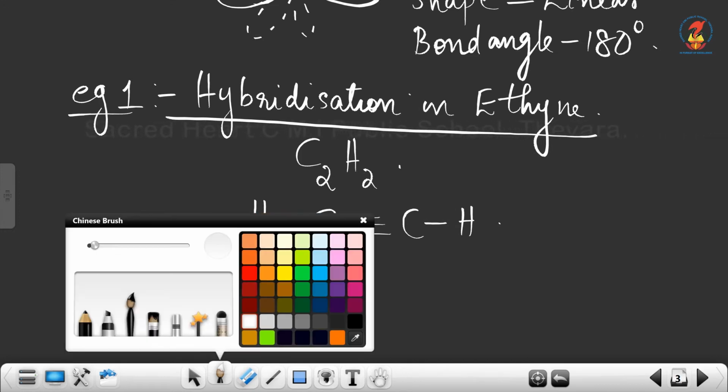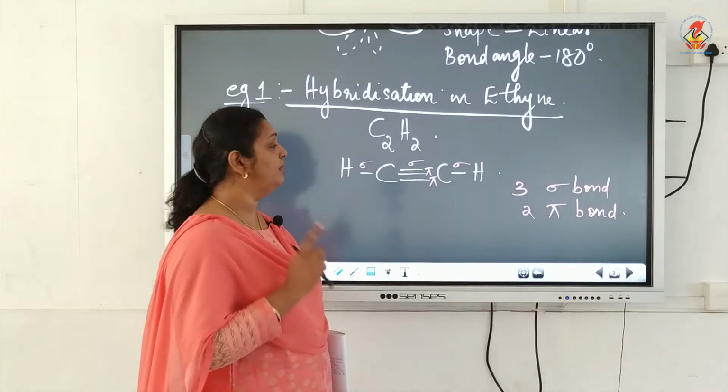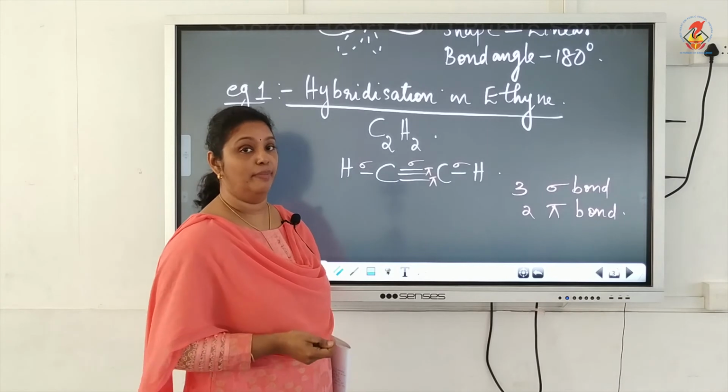And you can see we have CH sigma bond and it's a triple bond between two carbon atoms, which means one bond is sigma and the other two bonds are pi bonds. So how many sigma and pi bonds in ethine molecule do we have? 3 sigma bonds and 2 pi bonds. And which are the 3 sigma bonds? We have 2 CH sigma bonds and 1 CC sigma bond. The pi bonds are between two carbon atoms.